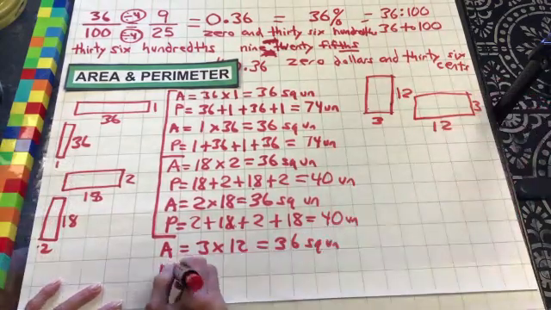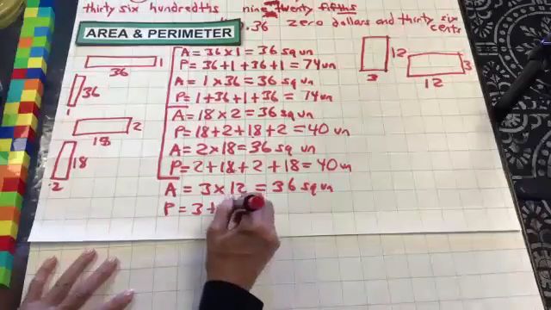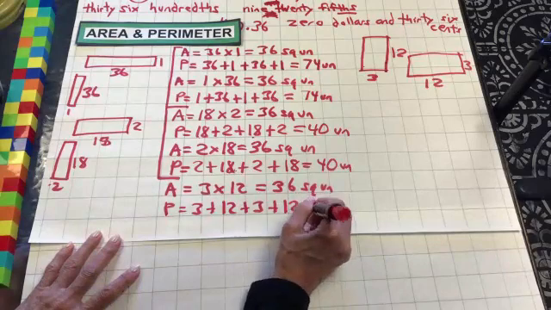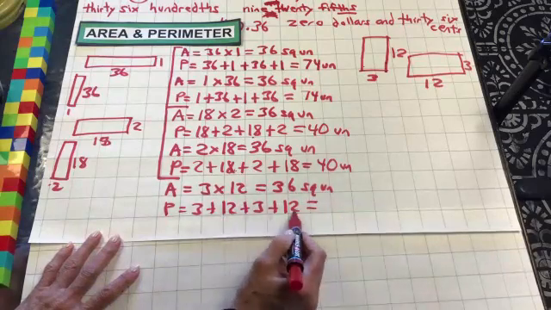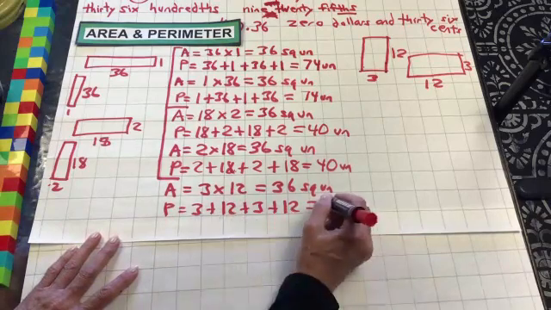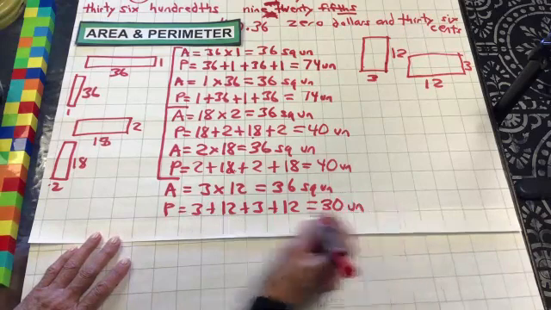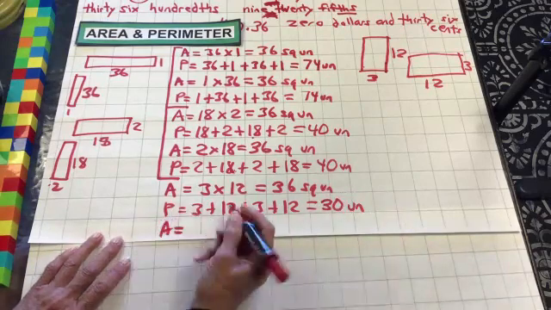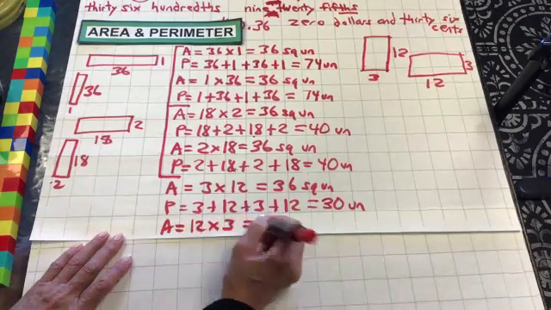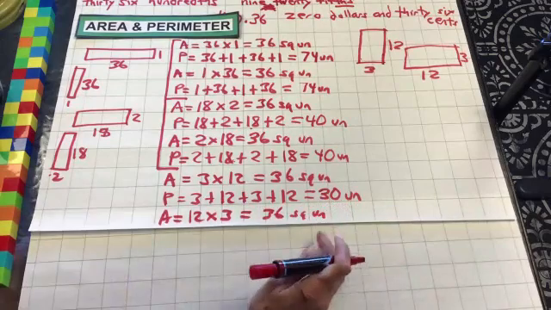So this perimeter would be 3 plus 12 plus 3 plus 12. Now this is where it changes up. So 12 plus 12 is 24, and 3 plus 3 is 6. So 24 plus 6 is 30 units. And then we have an area of 12 by 3, which equals 36 square units.